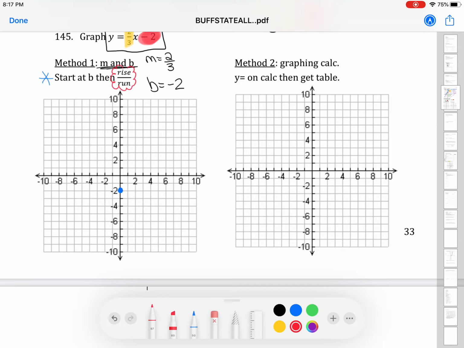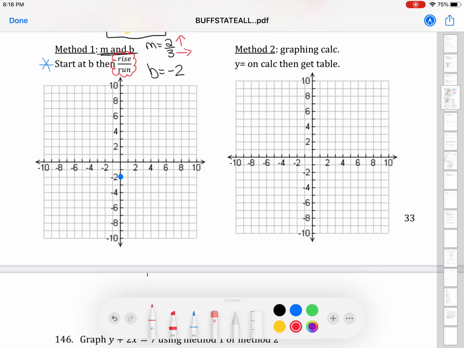From that point, you're going to follow this rise over run concept using this fraction, 2/3. So because the 2 is on top, that tells me I'm going to rise 2, and then I'm going to run right 3. You are always going to run right, and then the 2 on top tells me to rise. So from that -2, I'm going to rise up 2, right 3, up 2, right 3, up 2, right 3, and so on. So up 2, right 3, I count up 2, right 3, and my point goes here. Okay, and so on. You just count up 2 boxes and then right 3.